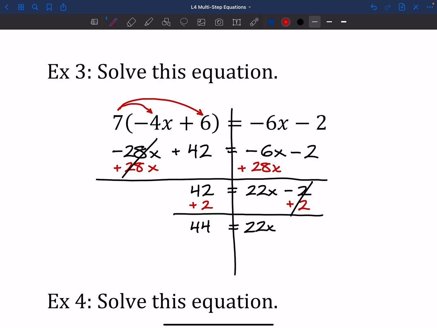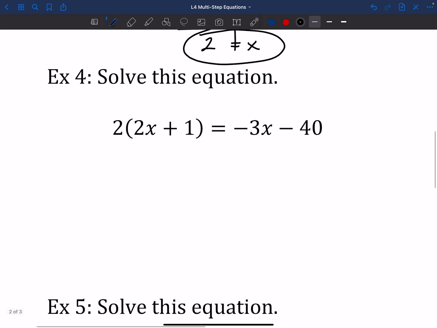Our very last step is to get that 22 away from the x. Again, 22 times x is really what's going on there. To undo that, I need to divide by 22. When I divide 44 by 22, I get 2. Over on the other side, the 22's cancel, and I'm left with just an x. So 2 is equal to x, or x is equal to 2. They mean the same thing, but it does mean that we're done. Hopefully it doesn't seem so bad.